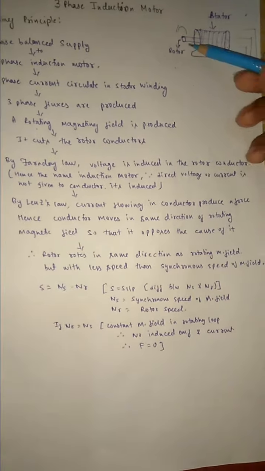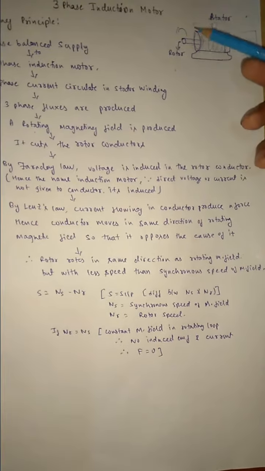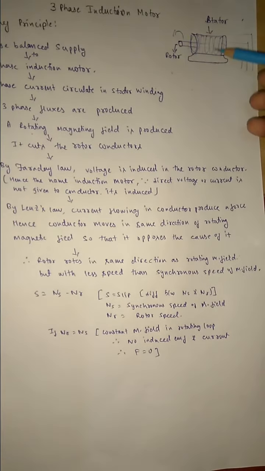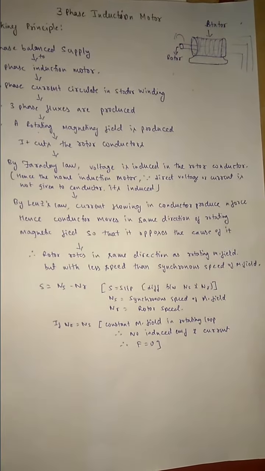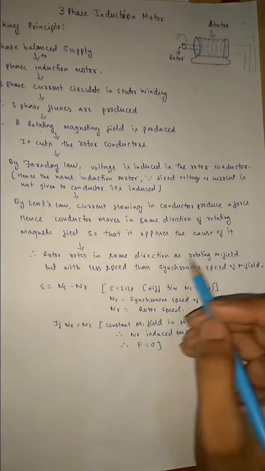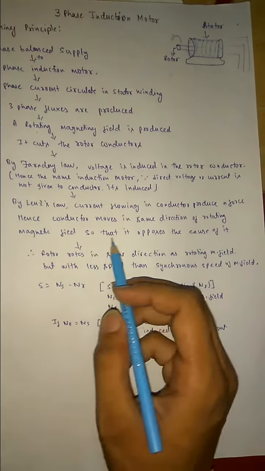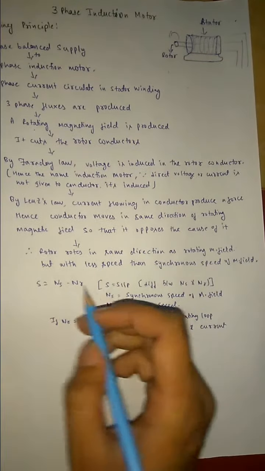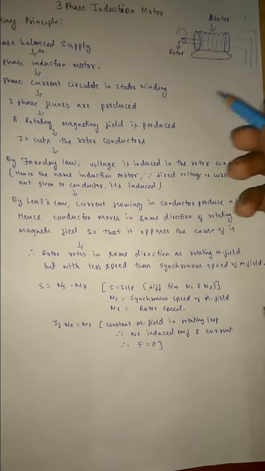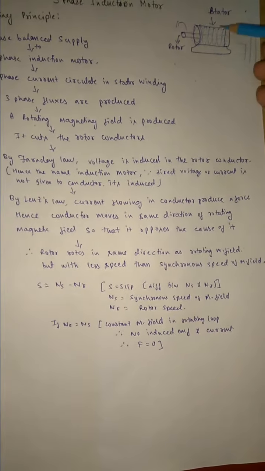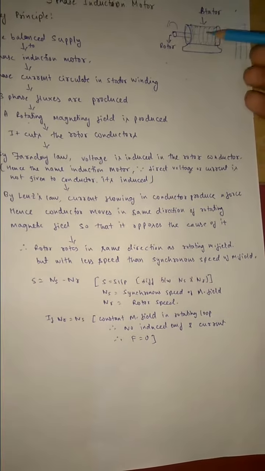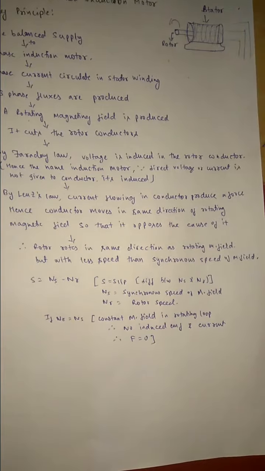Now it is moving. Now we know by Lenz's law, it opposes the cause of it. The cause of it is the rotating magnetic field. So it moves in the same direction as the rotating magnetic field, as it is written here. So that it opposes the cause of it. Now the rotor rotates here. The rotor rotates in the same direction as the stator's rotating magnetic field.